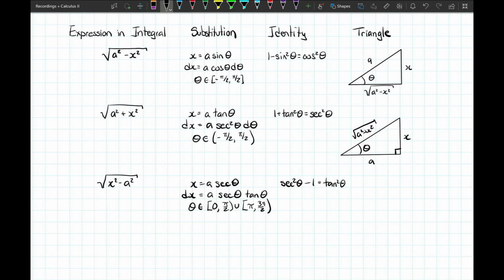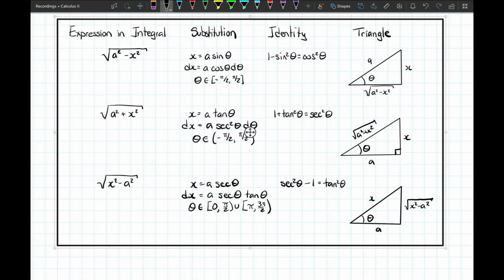Drawing the triangle for this one's a little bit trickier. Secant theta is equal to x over a. Well, that would mean that we would have the hypotenuse as x and the adjacent as a. And that means that the opposite side is going to be the square root of x squared minus a squared. And that completes our table of different trigonometric substitutions. So let's try a couple other examples of using tangents and secants in order to evaluate these kinds of integrals.